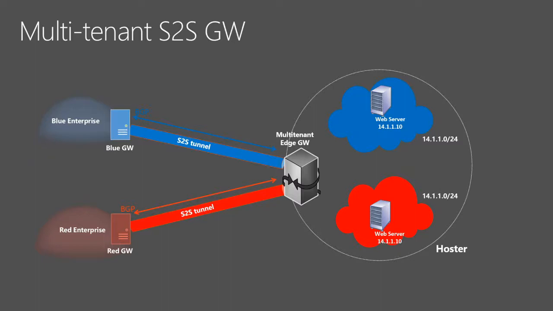So here I have a quick demo of how the 2012 R2 gateway works. So in this setup, I have two enterprises, Blue and Red, and they both have virtual networks in the cloud. These virtual networks have overlapping IP subnets, and there is a web server in each of those virtual networks, and those web servers also have overlapping IPs. And what we're going to do is, I'm going to sit on Blue and I'm going to try and access that particular IP, and you'll see that a Blue website comes up, and I'll access the same IP from the Red enterprise, and a Red website will come up. So let's take a look at the demo.